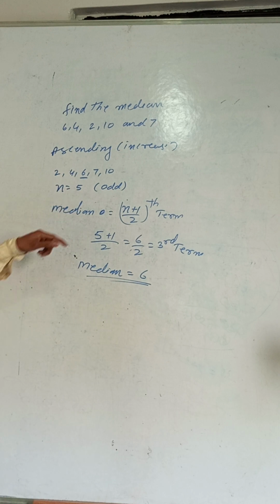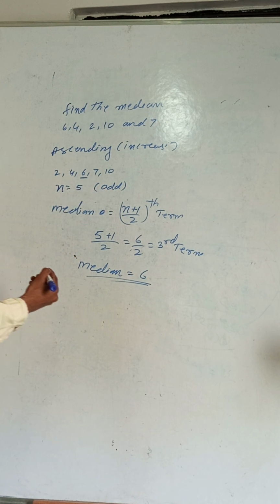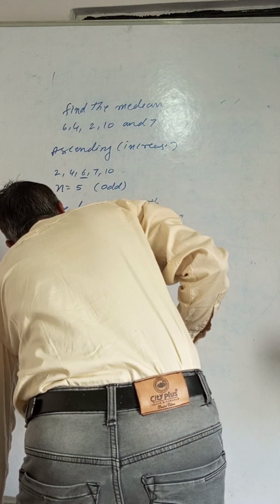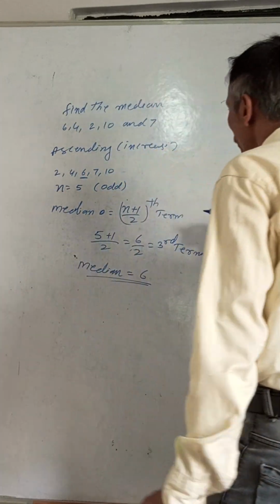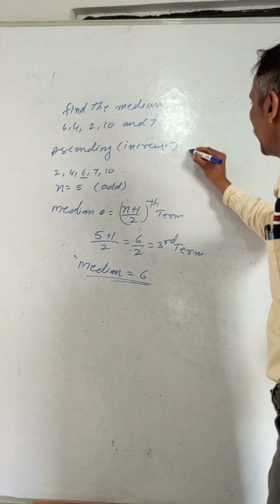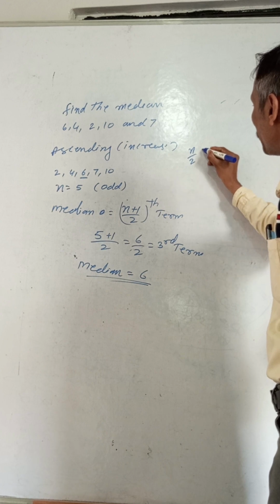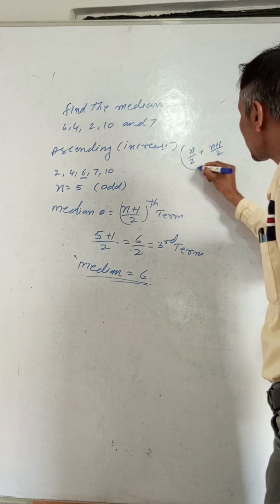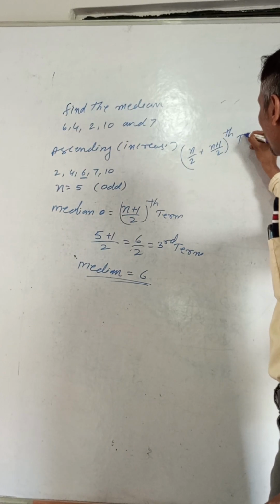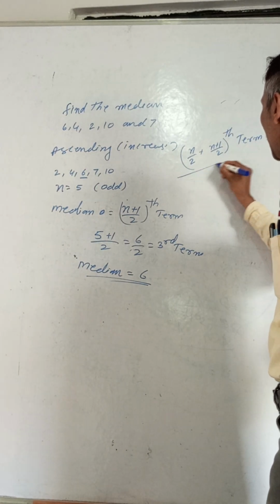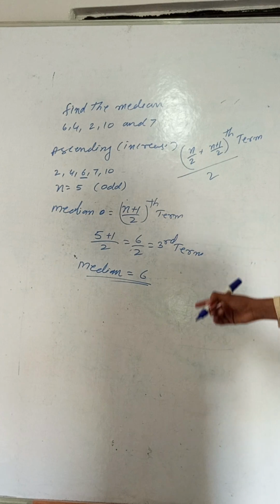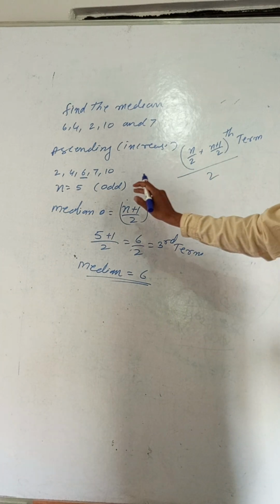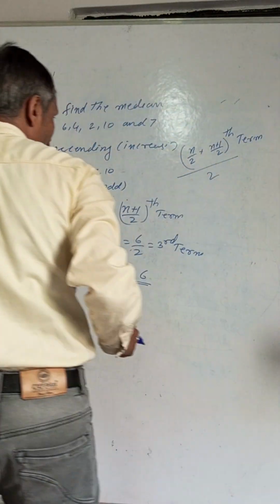I hope you understand. If it is odd, if it is even, then what to do? Suppose that even came. Then what to do? For even purpose we are writing the formula n by 2 plus (n plus 1) by 2 terms, divided by 2. Then it will come the median.